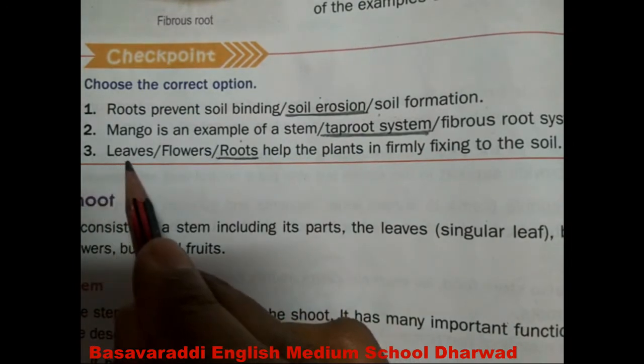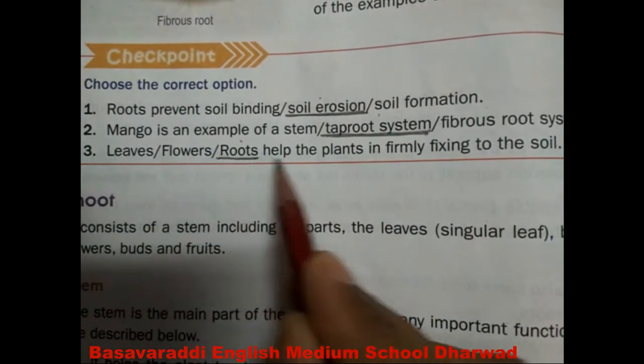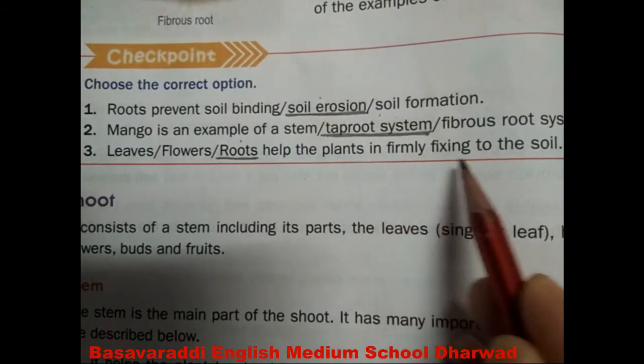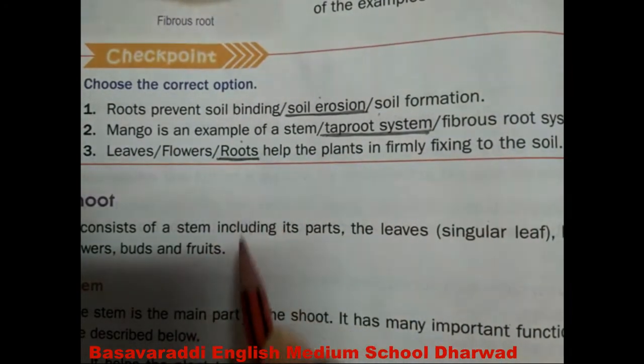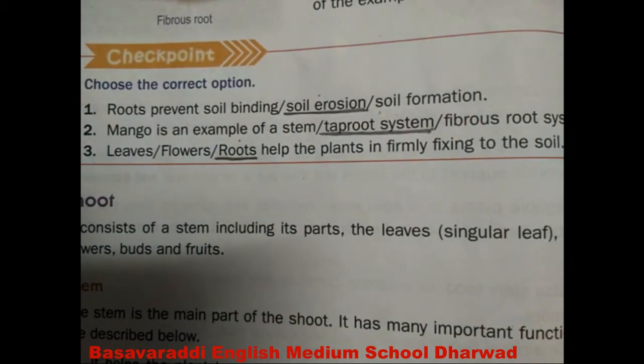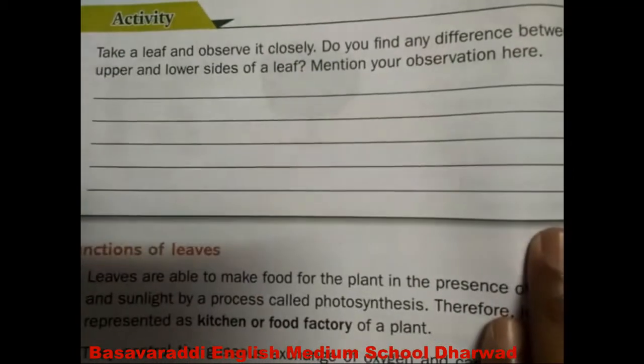Third one: leaves, flower, roots help the plant in firmly fixing to the soil. The answer is roots. There is one more checkpoint there. That is fill in the blanks.